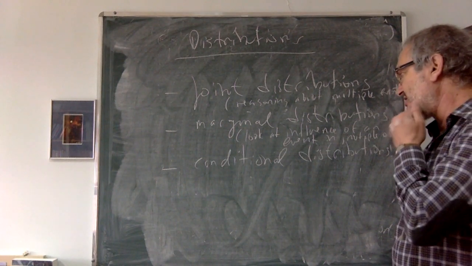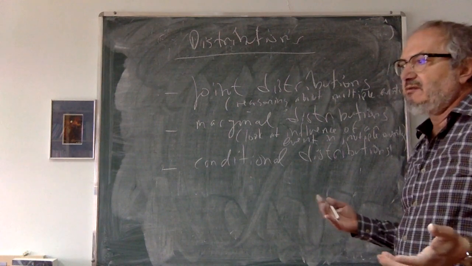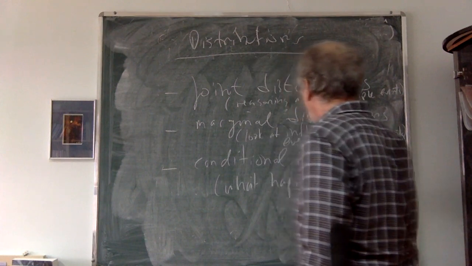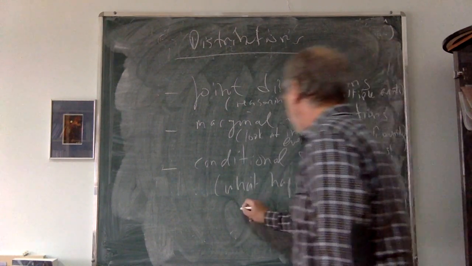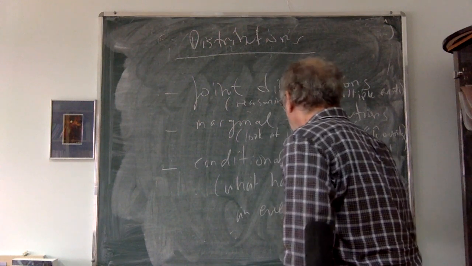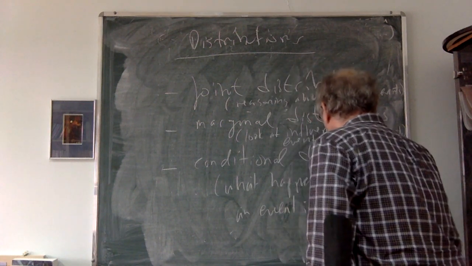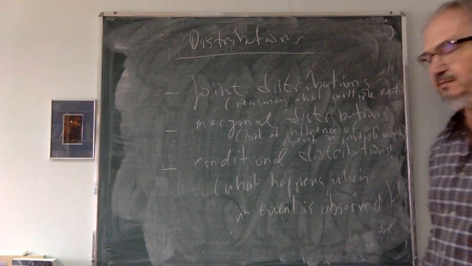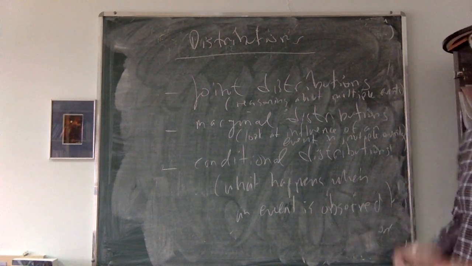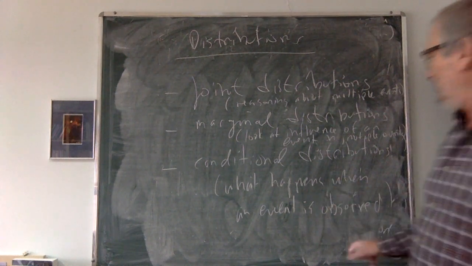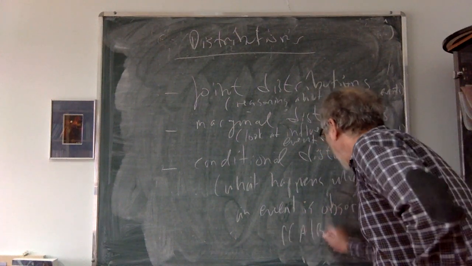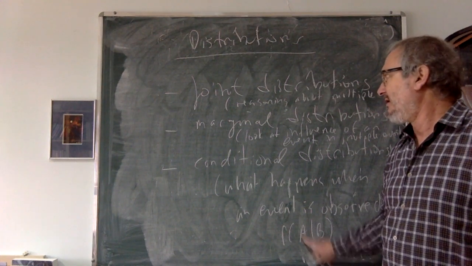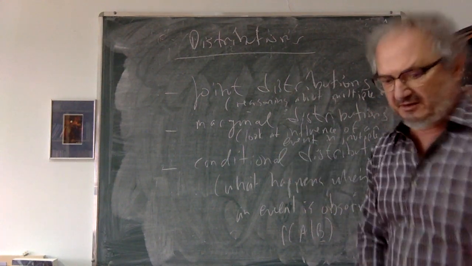And conditional distributions are what happens to an event when you know another event has occurred. So you observe the event. That's why you take the division. In other words, you say, given this, what about this? Okay. Now, marginals look a bit like that, but they are different, right?